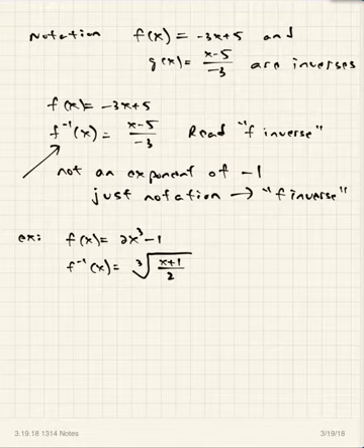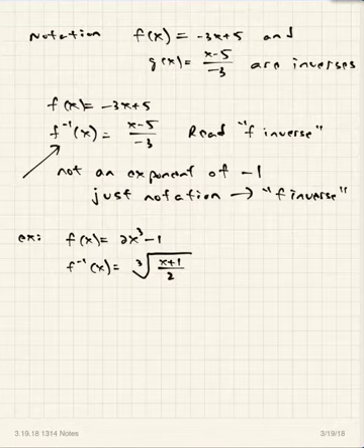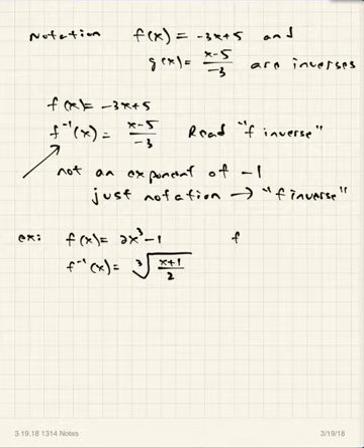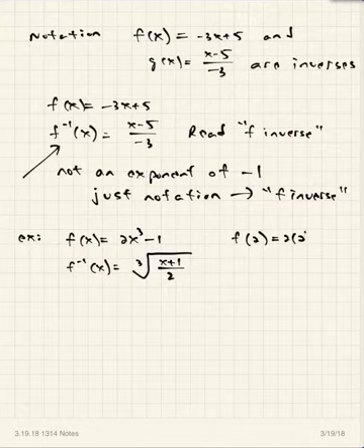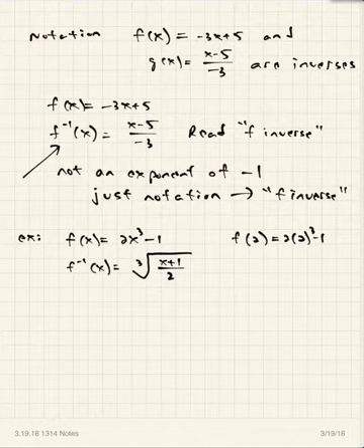Now, to prove it, you'd have to show that the compositions gave you x. But you could get a good idea that you were right here. This doesn't prove it, but it does give you a good idea by just looking at some values. So look at f of 2. You're looking at the values to see if they switch around. So f of 2 is 2 times 2 cubed minus 1. So that's 2 times 8 minus 1, which is 16 minus 1, which is 15. So f of 2 is equal to 15.